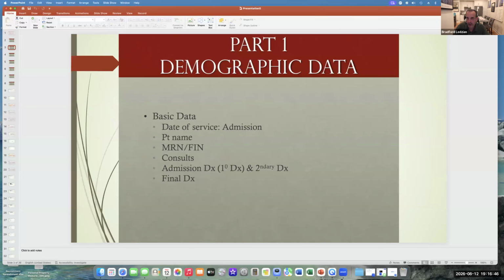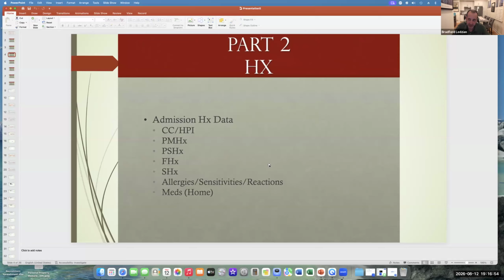You may come into the hospital with one understanding of what your diagnosis is and then leave with a different understanding, right? For your history, again, if you did a good H&P, you've set yourself up to have a good discharge summary. It's your chief complaint, your HPI, your past medical history, surgical, family, social, allergy, sensitivities, and reactions, and then your home meds. Now, with past medical history, keep in mind someone who is recently diagnosed with diabetes is probably different in a very extreme way than someone who has had diabetes for 20 years, right? Someone who had a valve 10 years ago is different than someone who had a valve 2 months ago, right?